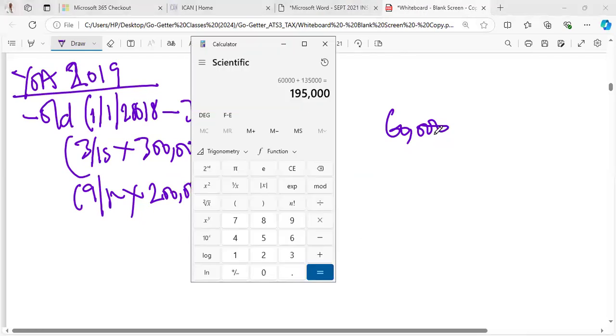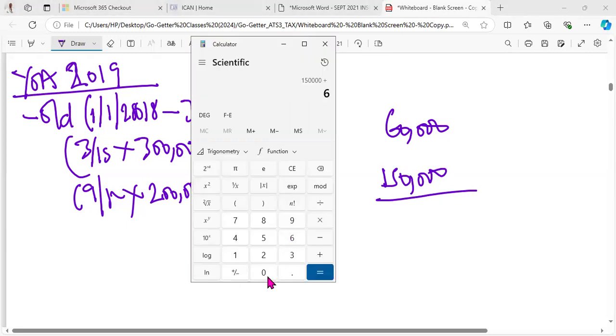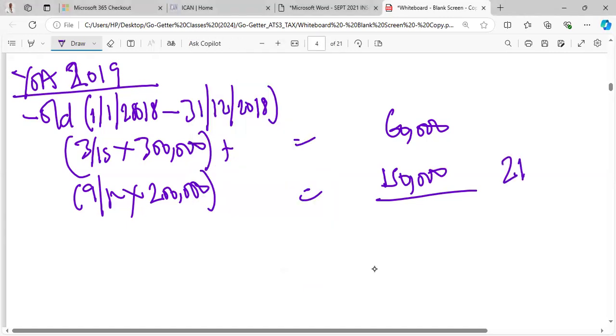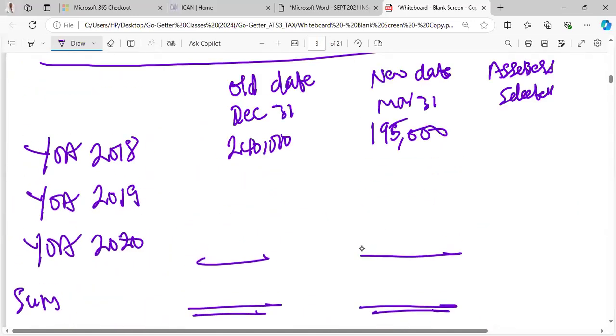Let me do this 60,000. So 9 divided by 12 times 200,000. That will give me 150. If I were to add 60 to it, it gives me 210. So this is 210, which is what I'll put for the old.